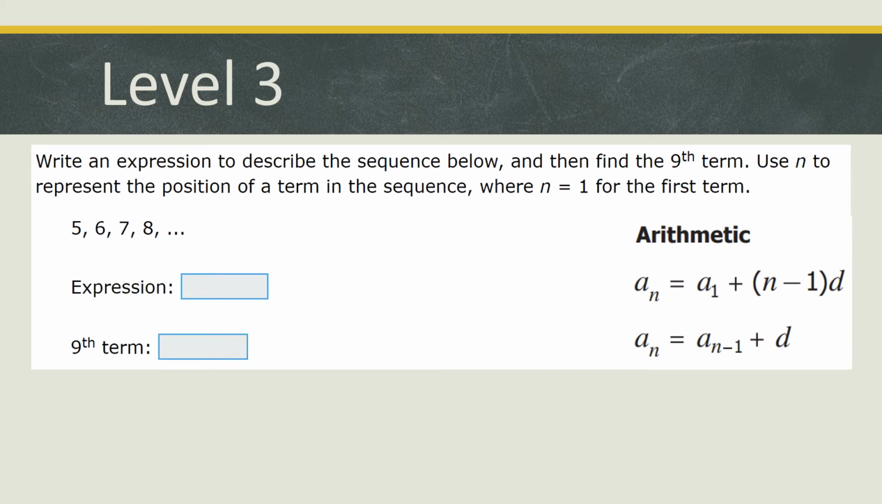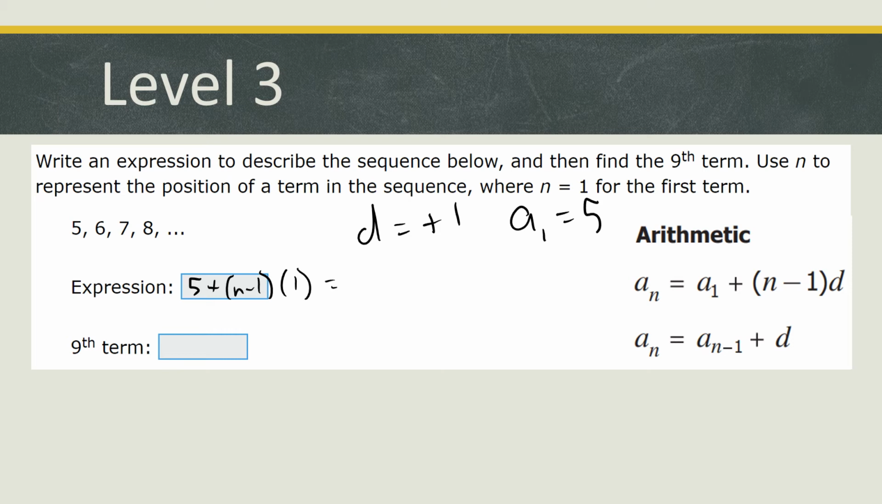All right, level 3, it starts asking us that ninth term question. So it starts with a pretty easy one, 5, 6, 7, 8. Well, what's our common difference? It's going up 1. D is plus 1. And we got A sub 1. What is our A sub 1? Well, our A sub 1, the first term, is 5. So if we were to make a formula, we would say it's 5 plus n minus 1 times 1.